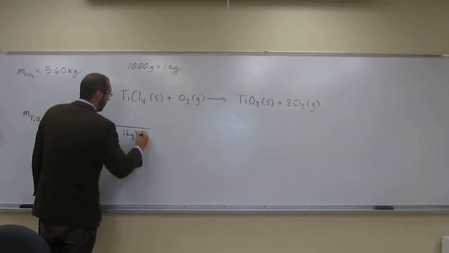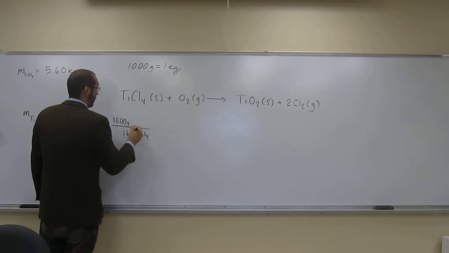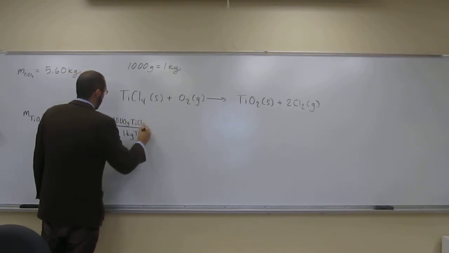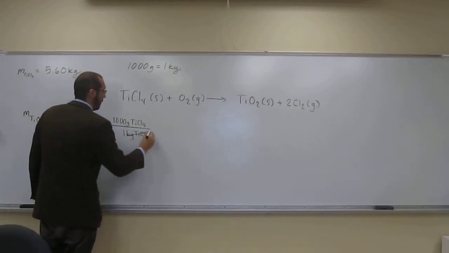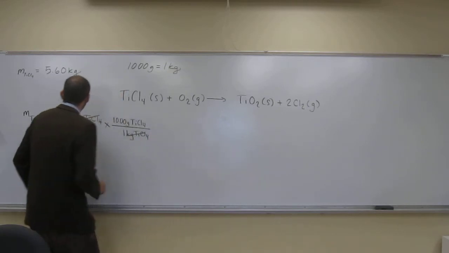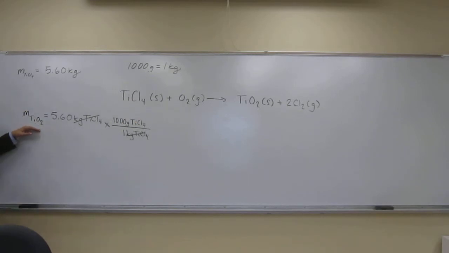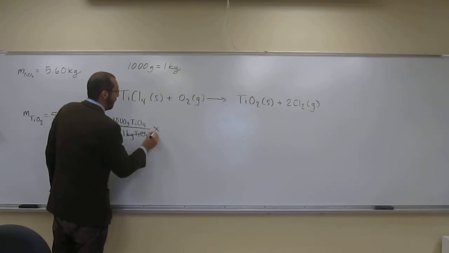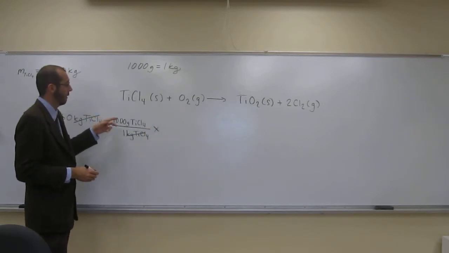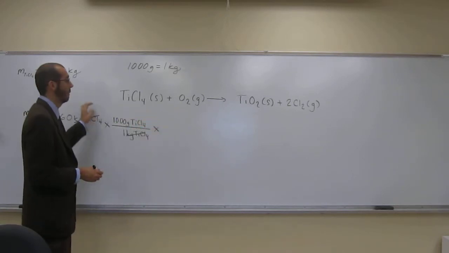1 kilogram of titanium 4 chloride is 1,000 grams. So we can cancel out kilogram like that. Okay, so now we're in grams of titanium 4 chloride. But that's not what we want. We want the mass in kilograms of titanium dioxide, okay? So, do we know a conversion factor that'll convert grams of titanium 4 chloride to titanium oxide? Do you remember?